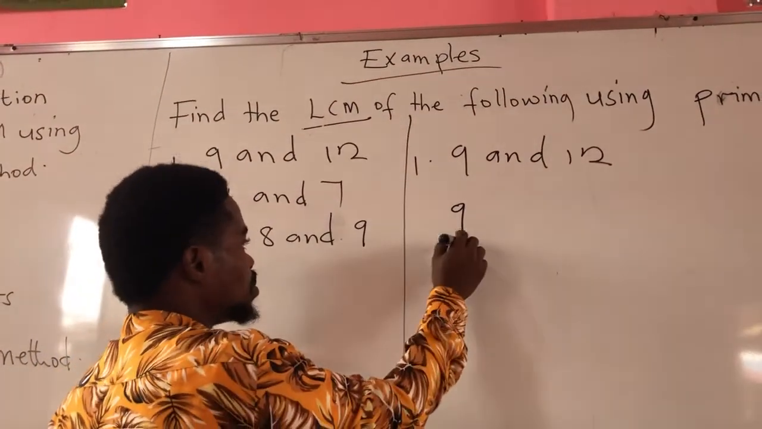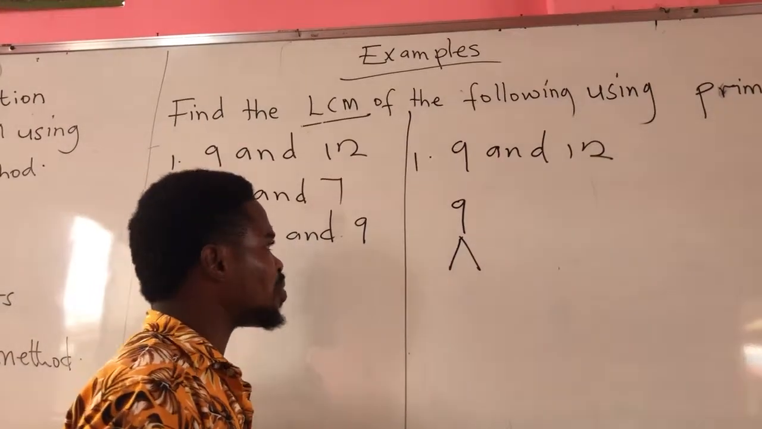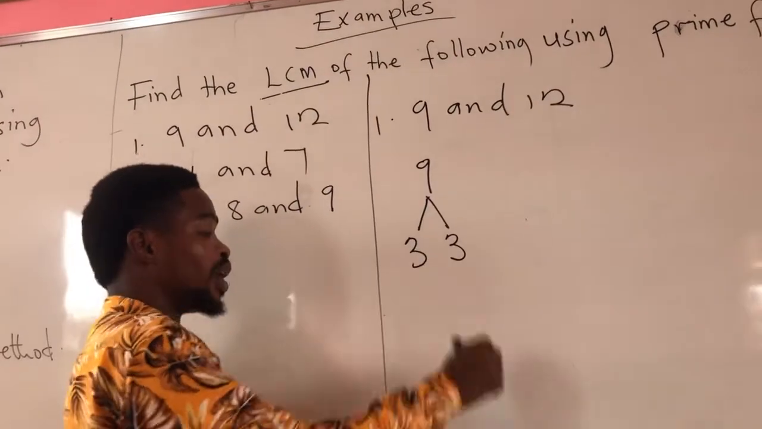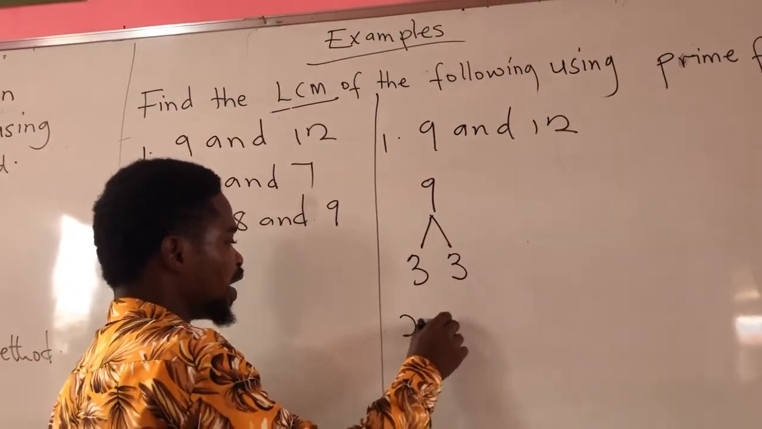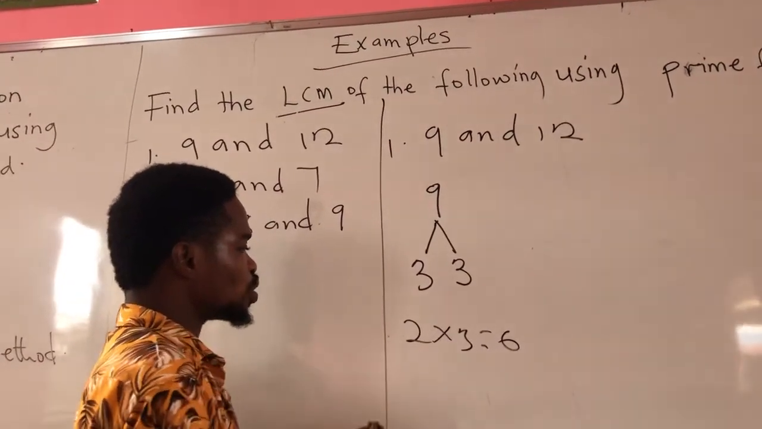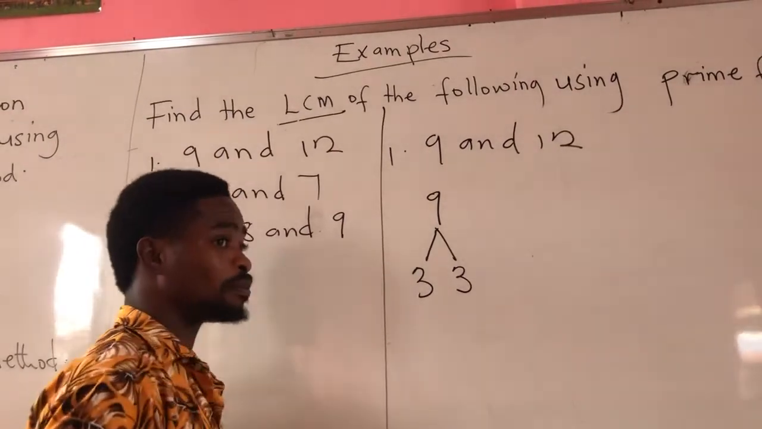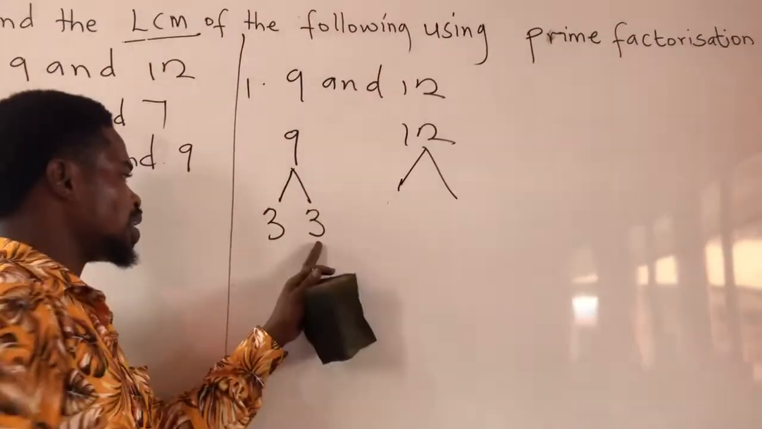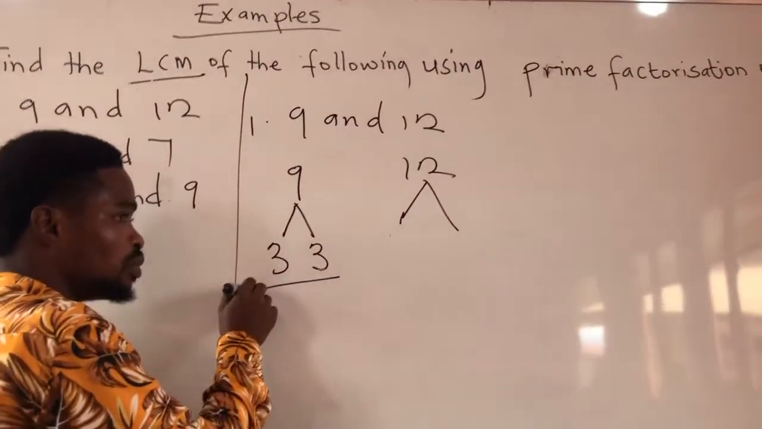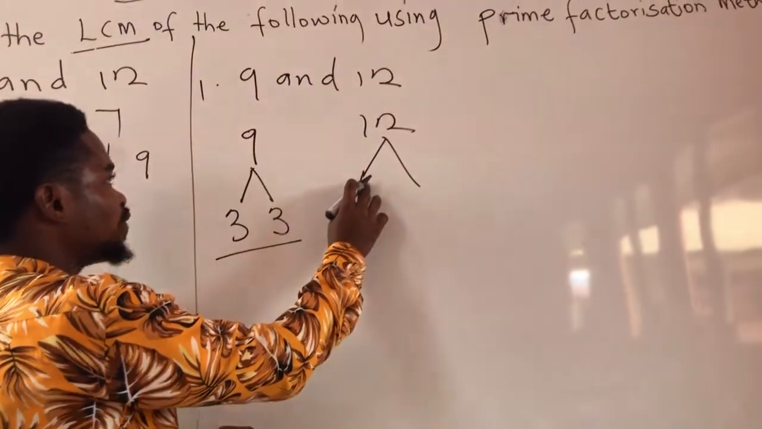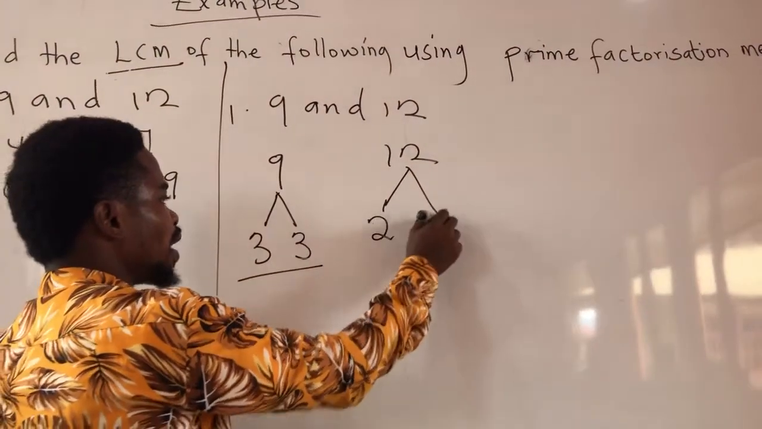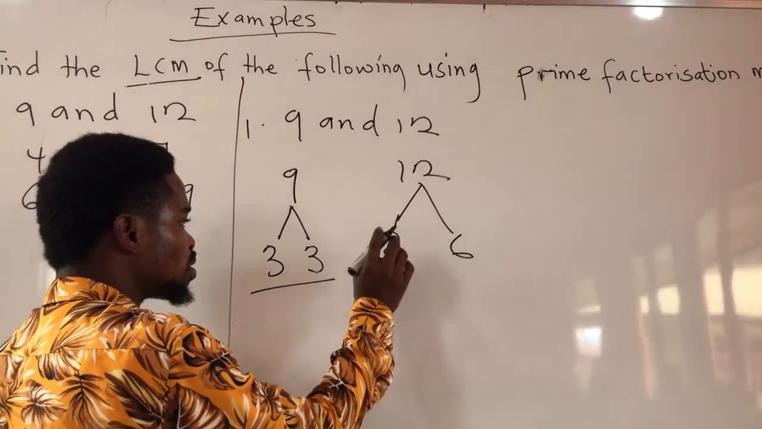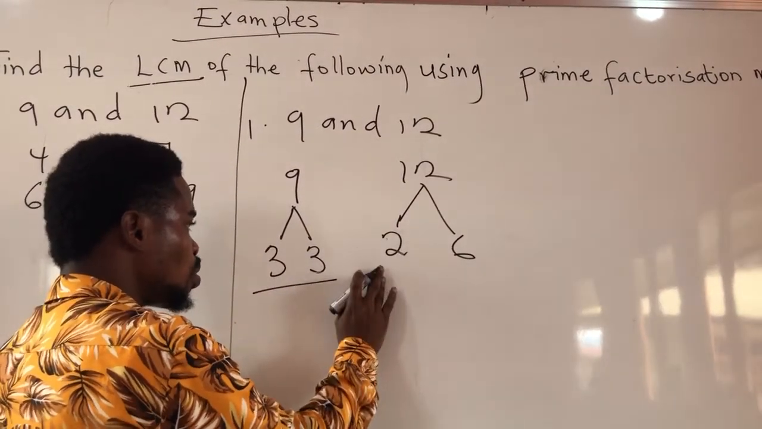We look for numbers that, when we multiply them, we get 9, which is 3 times 3. If you bring 2 times 3, we'll get 6, so we use 3 times 3. Here we cannot break it down; this is final. But for 12, we write 2 times 6. Always use the least factor, which is 2. Don't use 4, use 2.